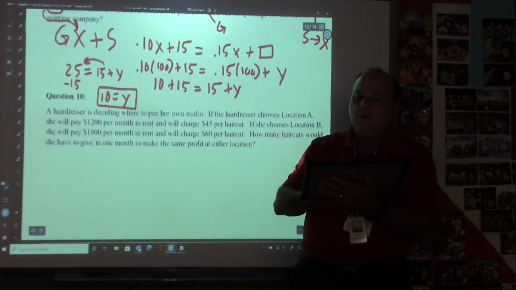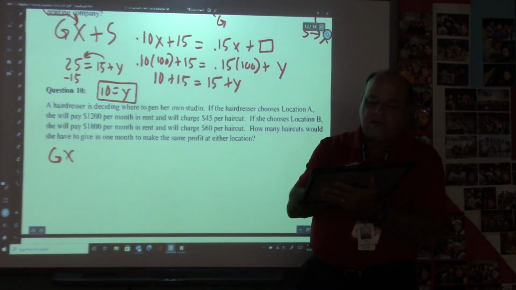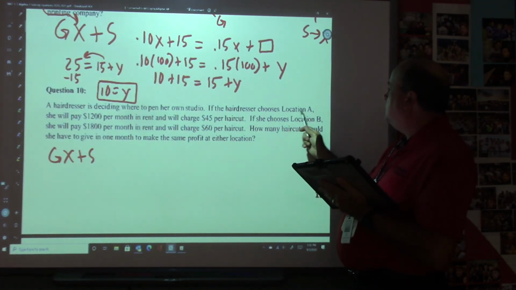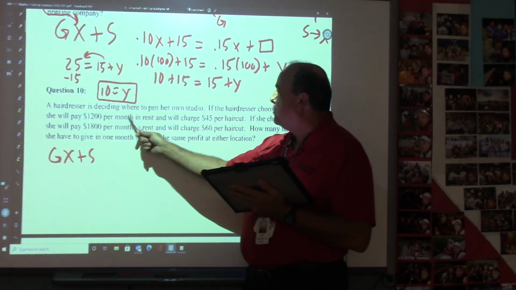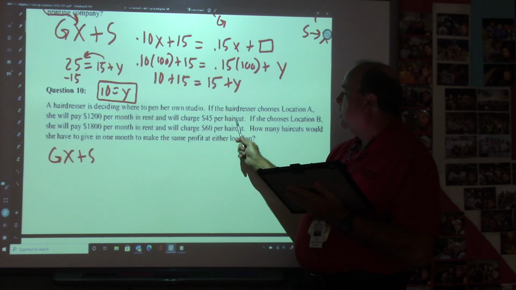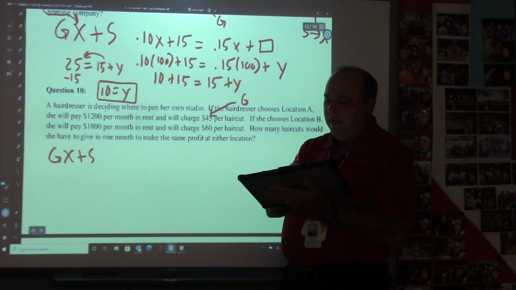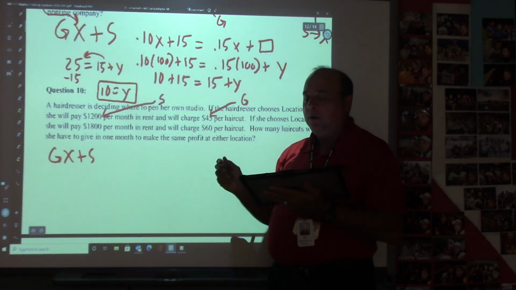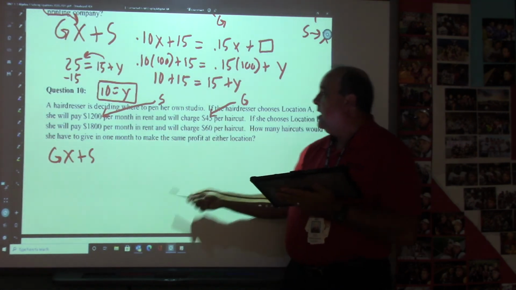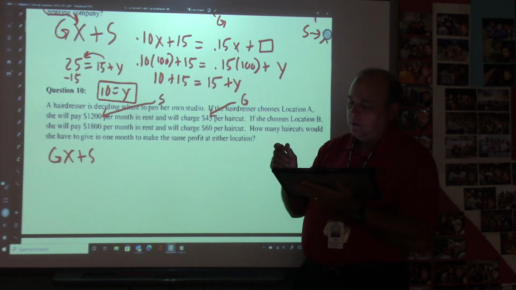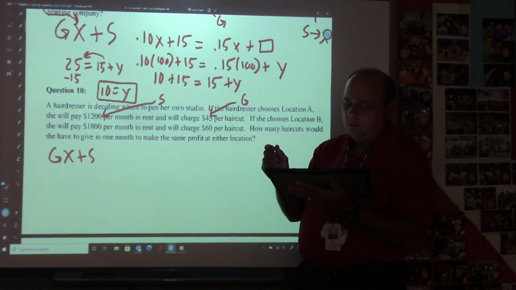Let's go to number 10. This is another gx plus s problem, okay? So if the hairdresser chooses location A, she will pay $1,200 per month in rent and charge $45 for a haircut. So we're only doing 1 month here. So this right here is going to grow our monthly bill, and this is what we pay to start off our monthly bill. So this would be our gx plus s. Now on this one, notice the startup price is more, but it's more for this too, isn't it? So this will be our starting number, and this will be our growing number.